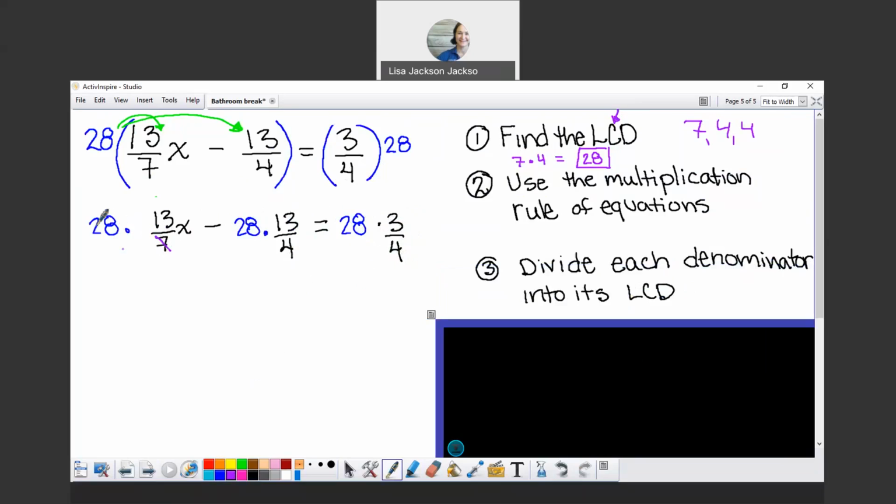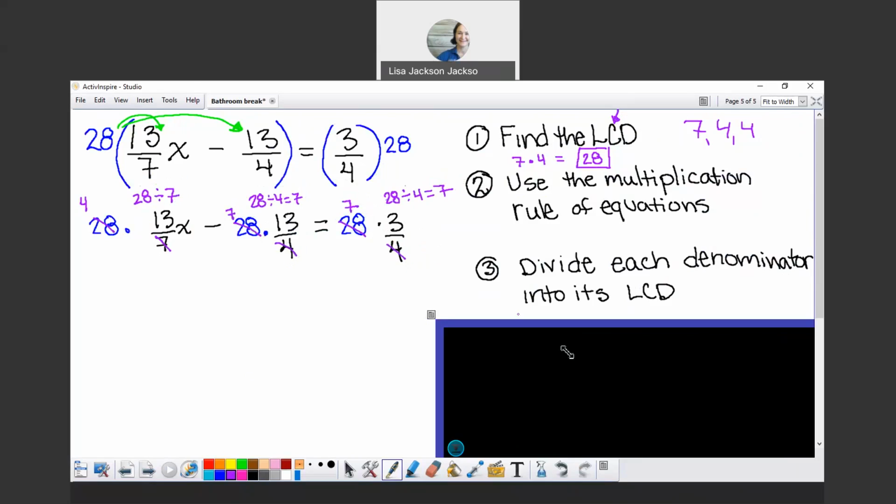7 into 28 is 4. We simply did 28 divided by 7. Here, 4 into 28 is 7. 28 divided by 4. And again, this 28 divided by this 4 is 7. So that's gone, and that is 7. We have a bit of a mess.